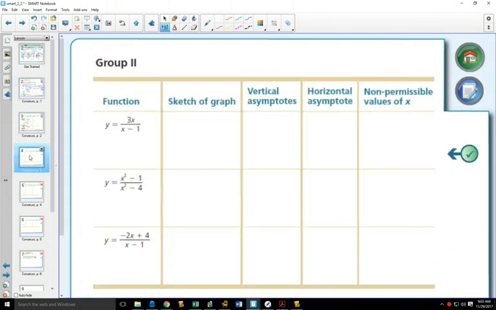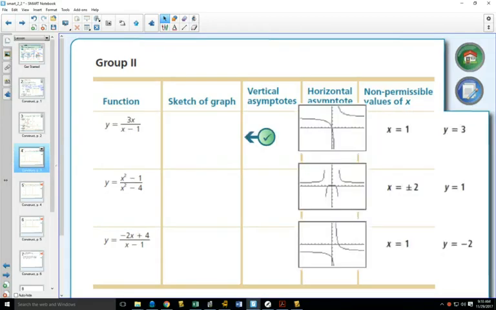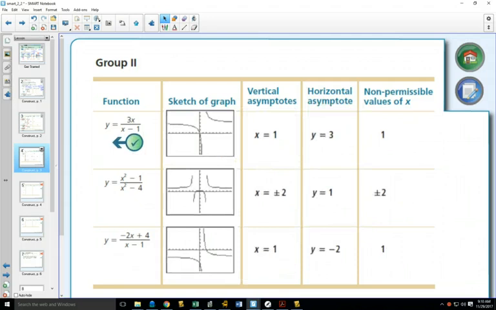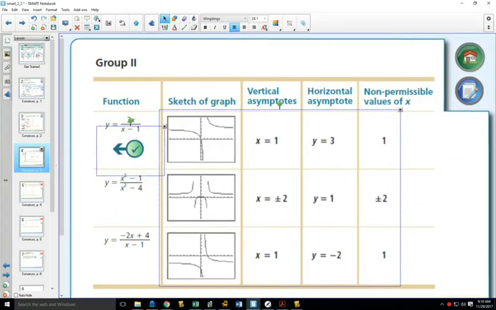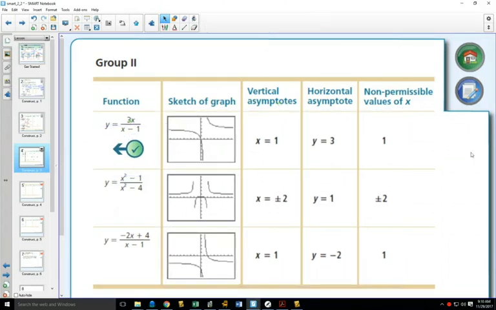Group number 2. Try each of these, draw the sketch of the graph, and then we'll characterize them. All right, let's see how you did. Did you come up with these graphs? And drawing in the asymptotes on each of them.